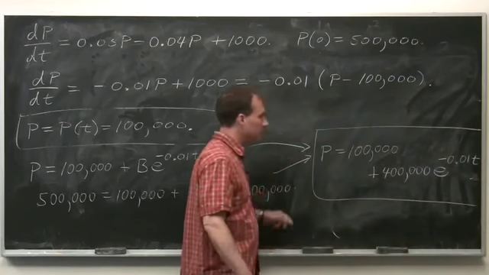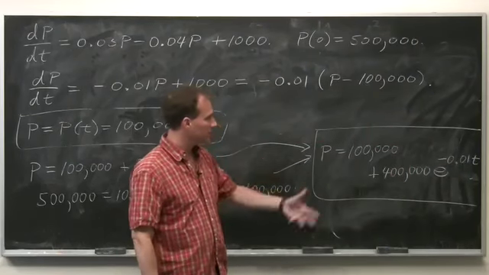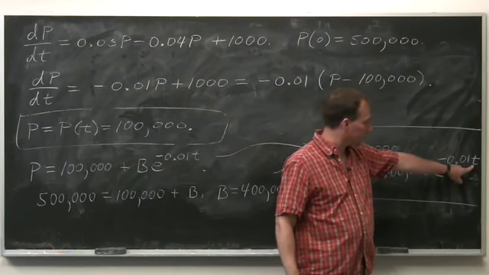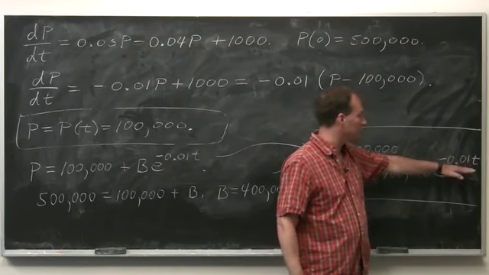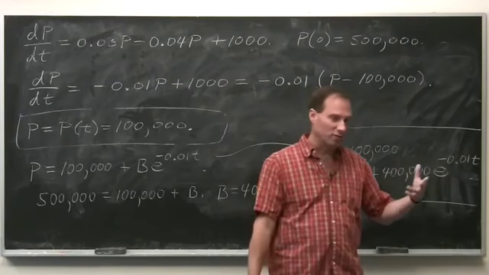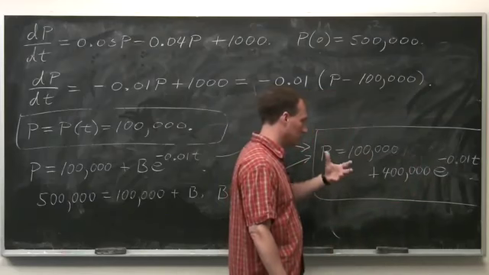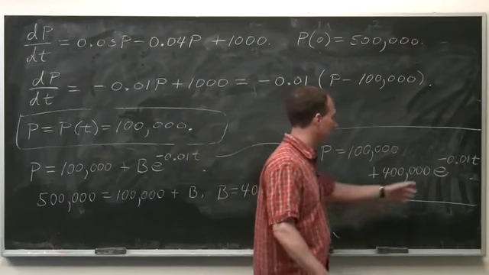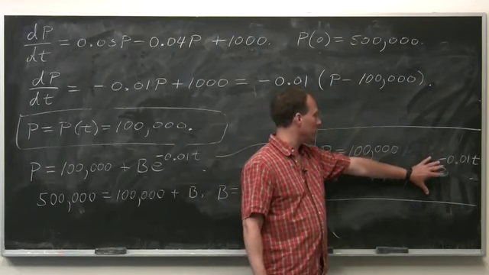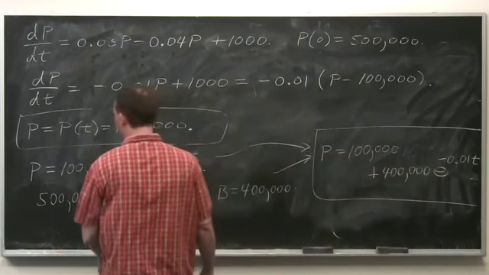Notice that as time goes on, if you just let time keep going, that's like letting t go to positive infinity. Then this exponent goes to negative infinity. So that's e to the negative infinity, which is 1 over e to the infinity, 1 over something arbitrarily big. This approaches 0. So as time goes on, your population approaches 100,000, the equilibrium solution.